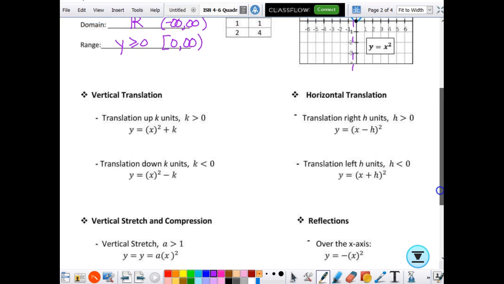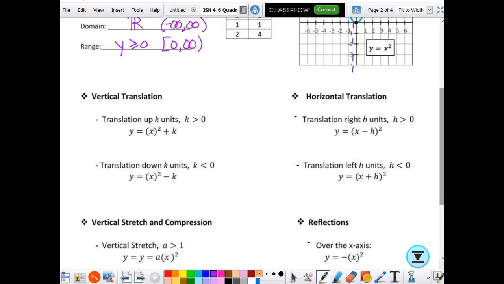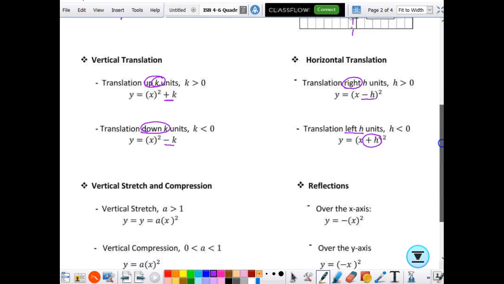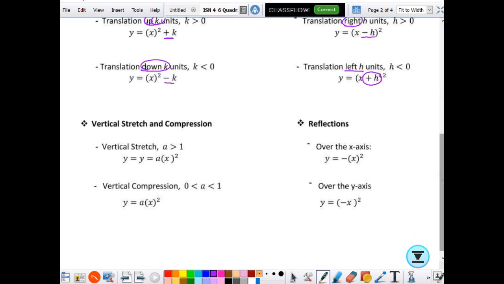Okay, so we are going to work on our stretches and compressions. They are giving us notes here to remind us what the k does. If it's a positive k, it goes up. If it's a minus k, it goes down. If it's a negative h, it's going to the right. If it's a positive h, it's going to the left. Then we're adding stretch and compress, which was what I was talking about a minute ago. This is a typo, shouldn't be there.